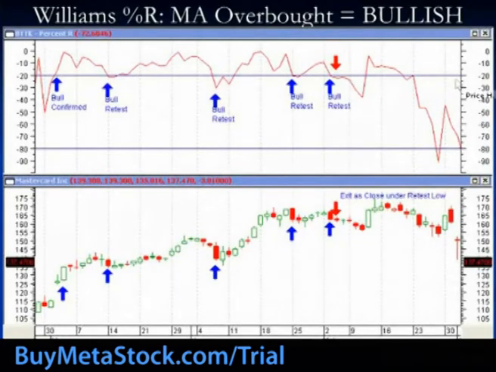Okay, here we have a chart of MasterCard, symbol MA, up here at the very top part of the page. MasterCard is an example where we get a great uptrend back in May and June. Then I'm going to show you in the next chart a more current example we just cashed in on this past week. But here's how this works.